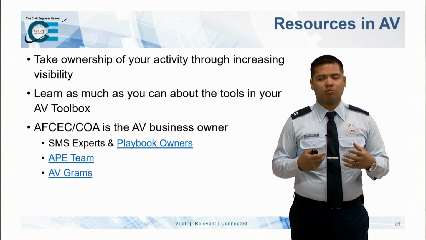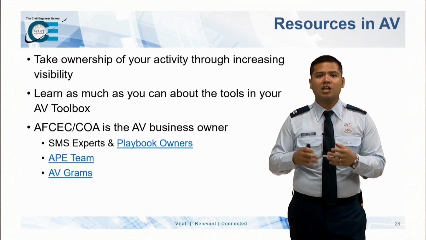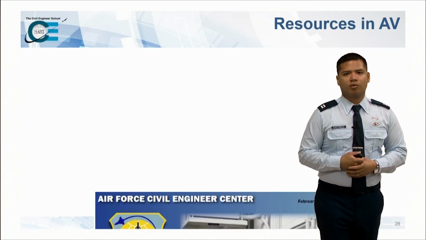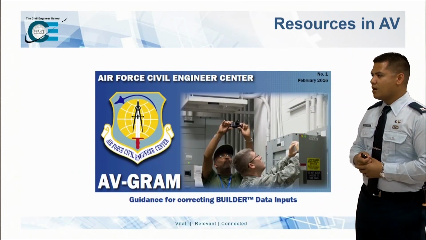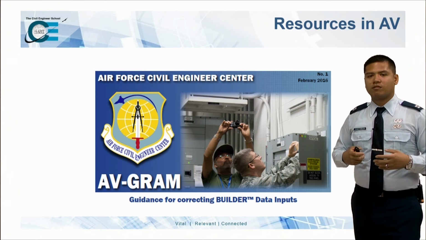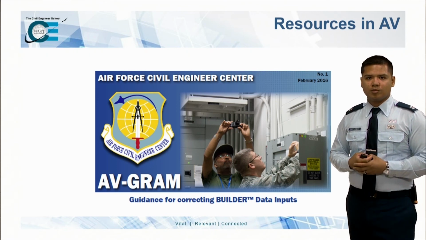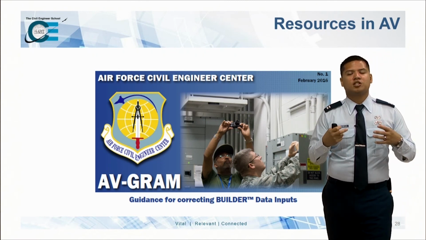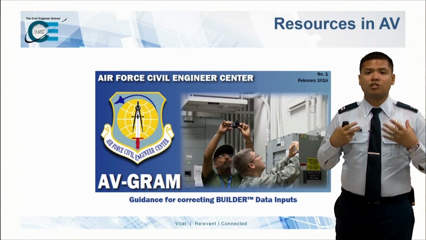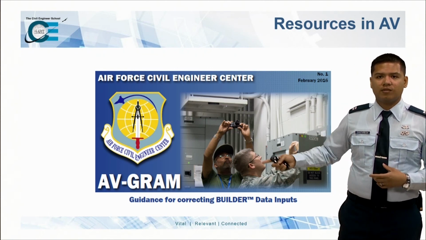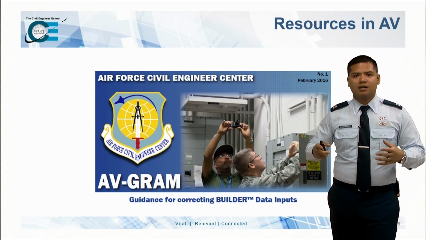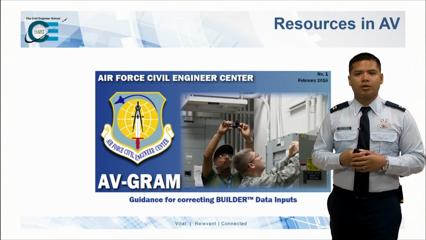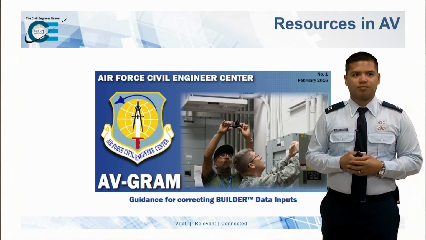Some of the asset visibility grams help you clean up your data and your inventory so that you can make better decisions. Here's an example of one of those asset visibility grams. This is the first one, called Guidance for Correcting Builder Data Inputs. In sustainment management systems, it's humans that are putting information in, and there's potential for human error. So this asset visibility gram helps us focus on some of the common errors for Builder data inputs and helps us correct those.